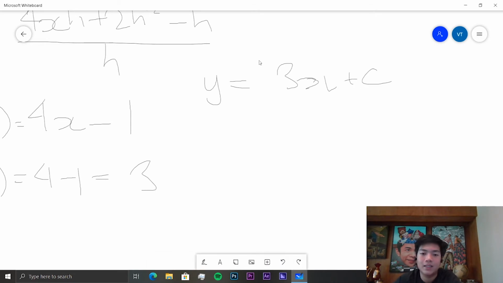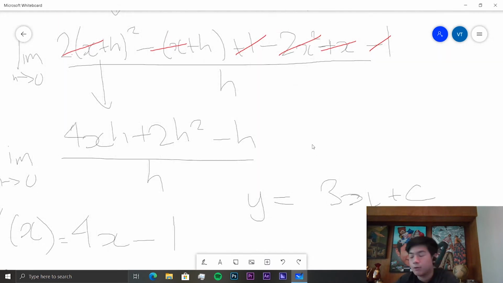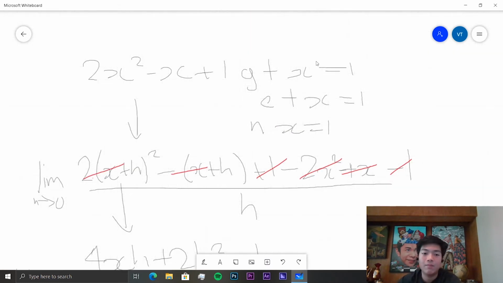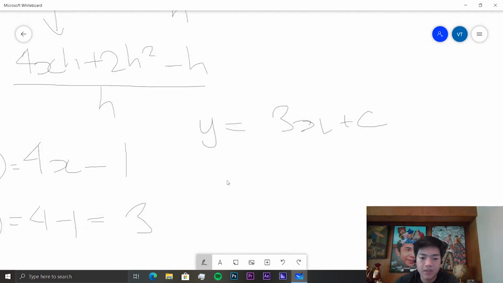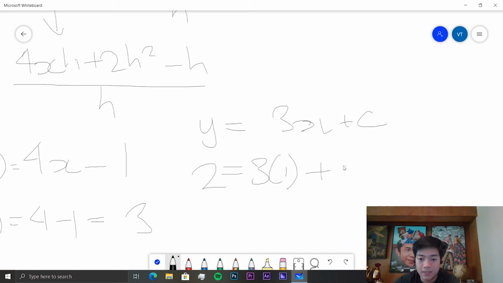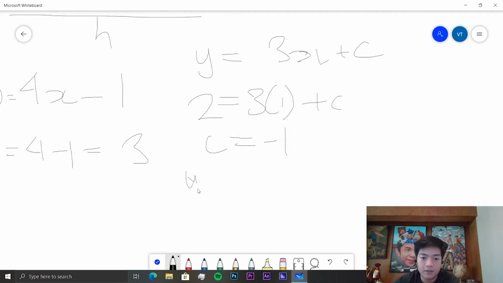And to find this equation of the tangent, we need to plug 1 back into the original equation and see what coordinates it pops out. So this would be 1 and then 2 minus 1 plus 1, which is 2. So the point (1, 2) must be on the line. So if the point (1, 2) is on the line, that means 2 is equal to 3 times 1 plus c. And so in other words, c must be equal to -1. So the equation of the tangent is y equals 3x minus 1.